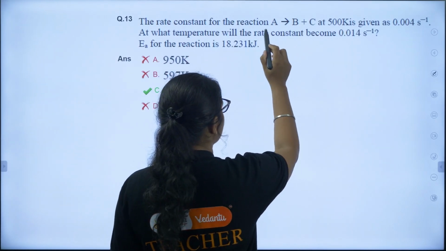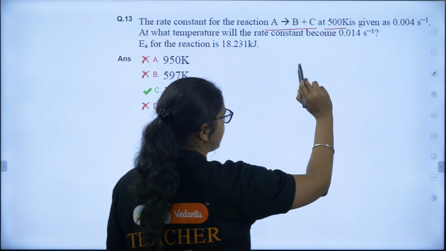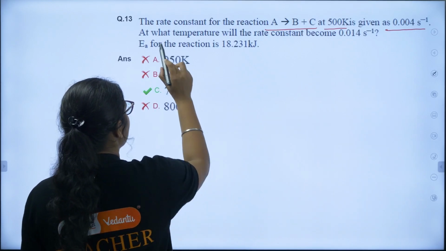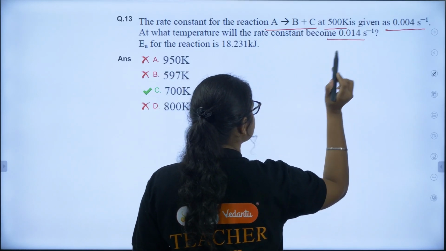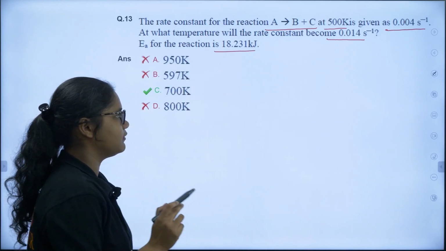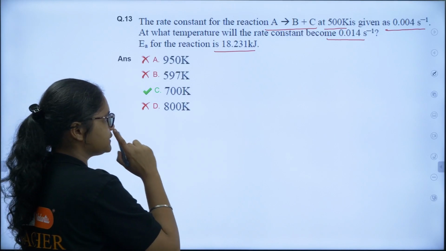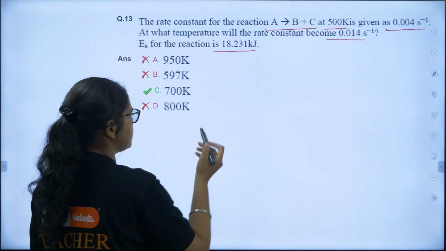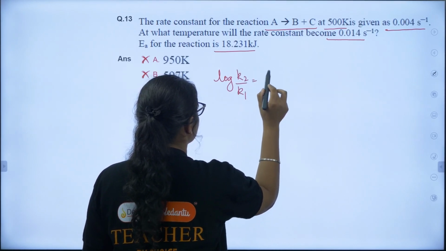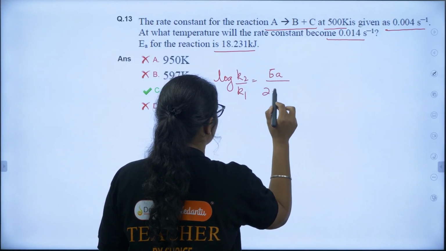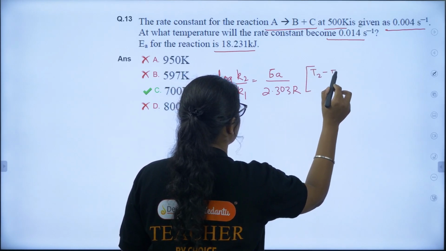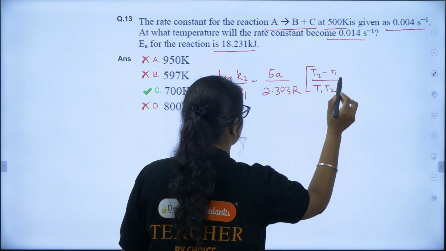The rate constant for the reaction A gives B plus C at 500 Kelvin is given as 0.004 second inverse. At what temperature will the rate constant become 0.014 second inverse? EA for the reaction is 18.231 kilojoule. Okay. So this question is very simple from your Arrhenius equation. So you have log of K2 by K1 is equal to EA by 2.303 R into (T2 minus T1) by (T1 into T2).